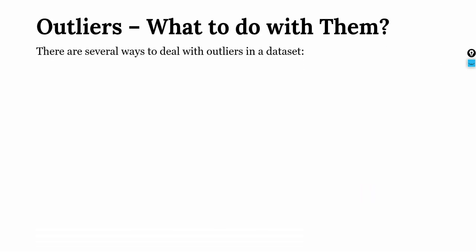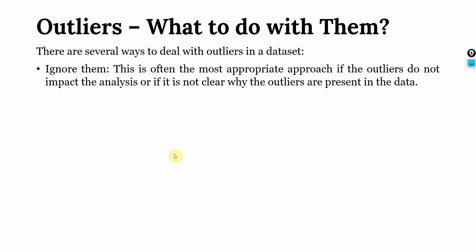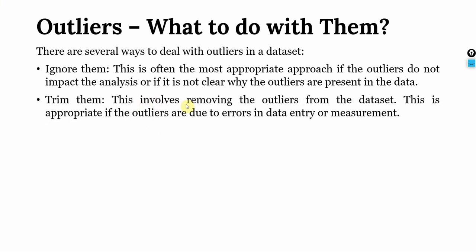Now, again, what to do with them? There are several options. You can ignore them if they are not affecting your responses or your data a great deal. You can trim them. This involves removing the outliers from the data set, and this is appropriate if the outliers are due to errors in the data entry or measurement.